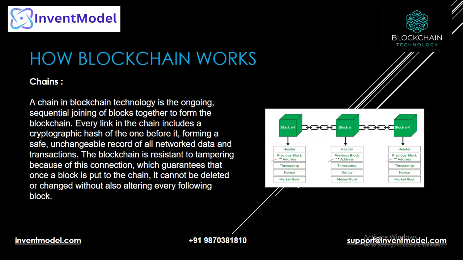So chain, we can say, is a link from one block to another block. One block is linked with the next block. As we can see in the figure, block n is in the middle of the three blocks. Block n minus 1 is the first block, and block n plus 1 is the third block. So n minus 1, n, and n plus 1. These all three blocks are connected with each other.